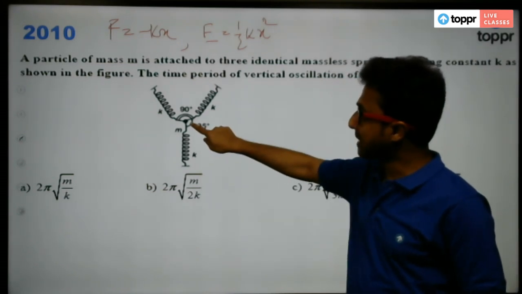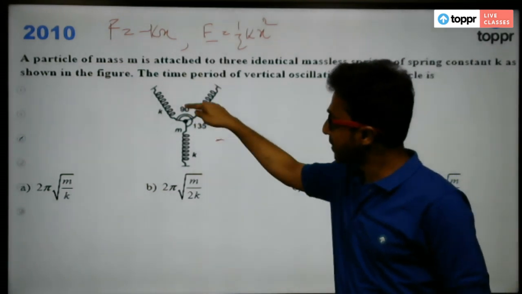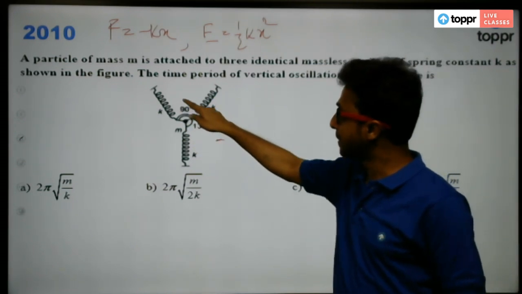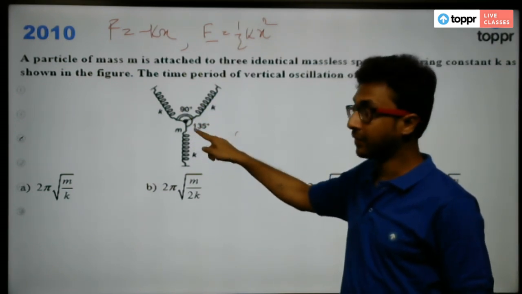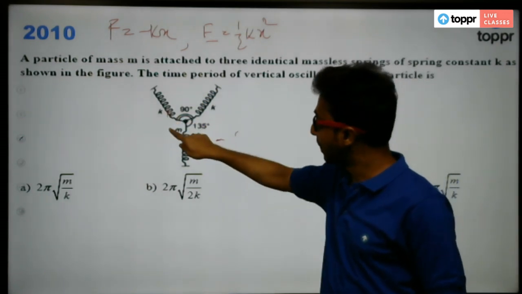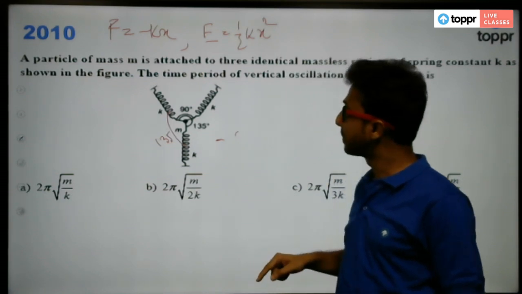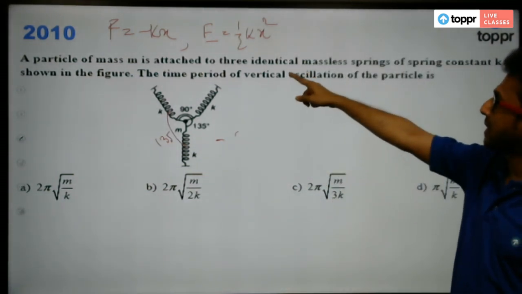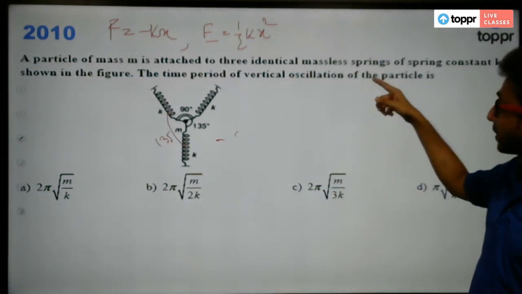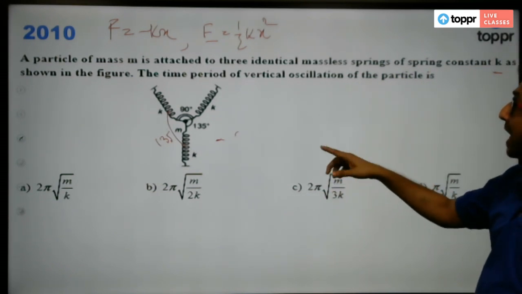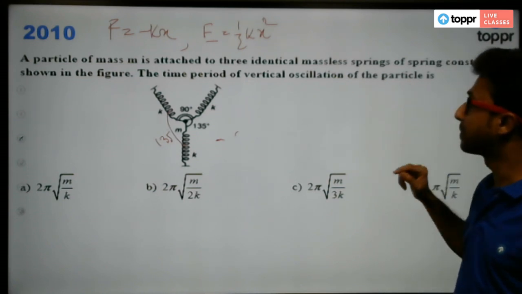See, there is a mass m. 3 springs are there, k, k, and k. This is 90, this is 135. And as it is symmetrical, this is also 135. A particle of mass m is attached to 3 identical massless springs of spring constant k as shown. The time period of vertical oscillation of the particle.